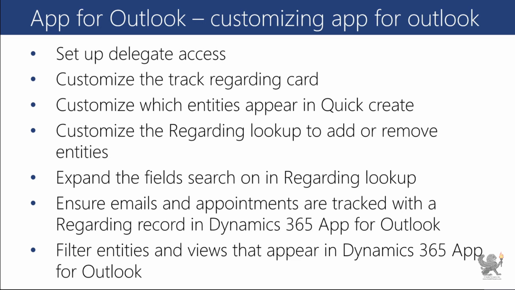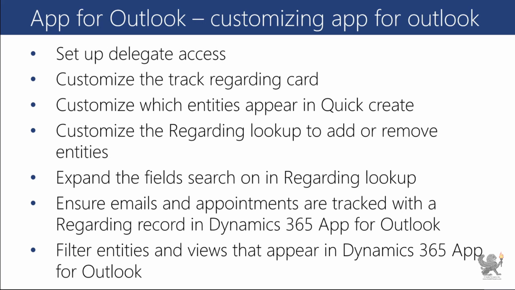You can ensure emails and appointments are tracked with a regarding record in Dynamics 365 app for Outlook. So just to ensure that everyone in your organization who has the app for Outlook always tracks the email appointment with a regarding record. You can filter entities and views that appear in the Dynamics 365 app for Outlook.